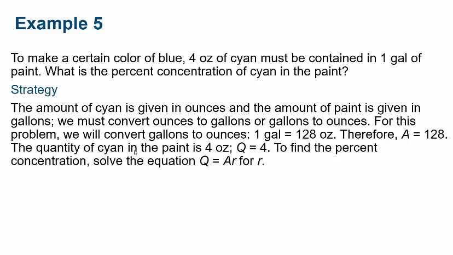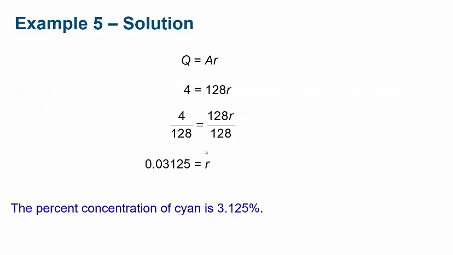The quantity of cyan in the paint is 4 ounces, so that's my Q is equal to 4. So to find the percent concentration, we're just going to solve for R. So the 4 ounces of cyan is equal to the 128 ounces of the gallon times the rate. So just divide both sides by 128. You get 0.03125. So the percent concentration of cyan, just changing this to a percent, is 3.125%.